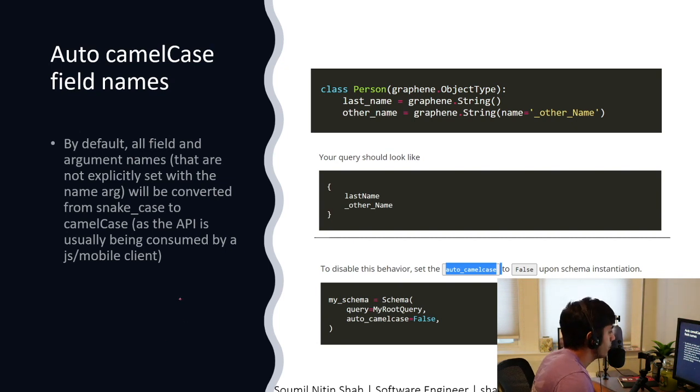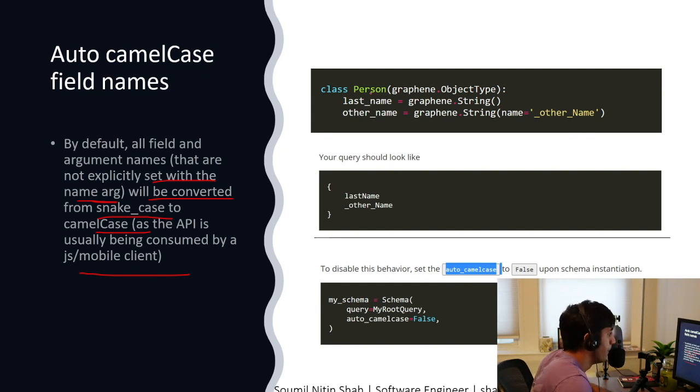Now AutoCamelCase. What the hell is this? So what I mean by that is, guys, let's read first the definition. By default, all the fields and arguments names that are not explicitly set with the name args will be converted into snake case. In camel case, the API is usually being consumed by a JS mobile client.